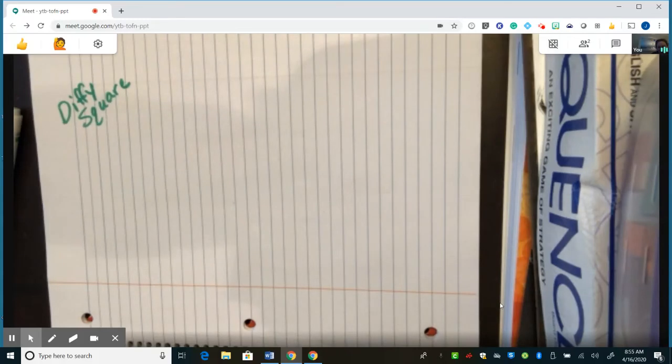Hello, math friends. Today I'm going to show you how to complete a Diffy Square. It's a lot of fun. It gives some great practice with some computation in a different kind of way.